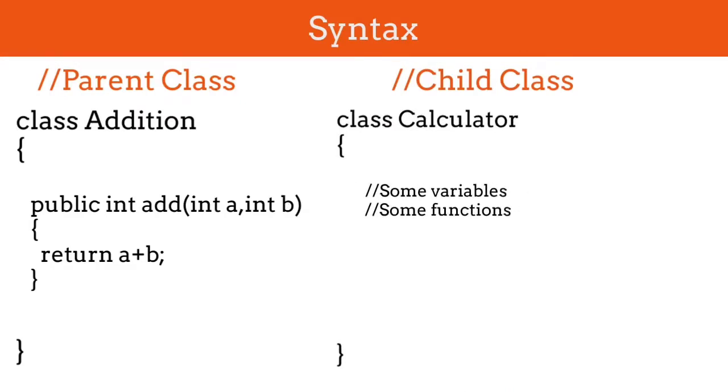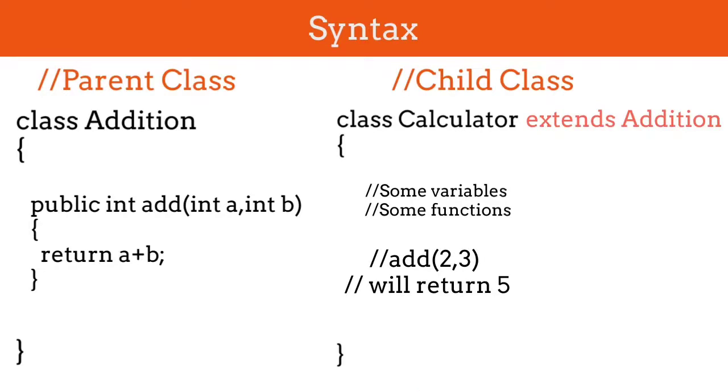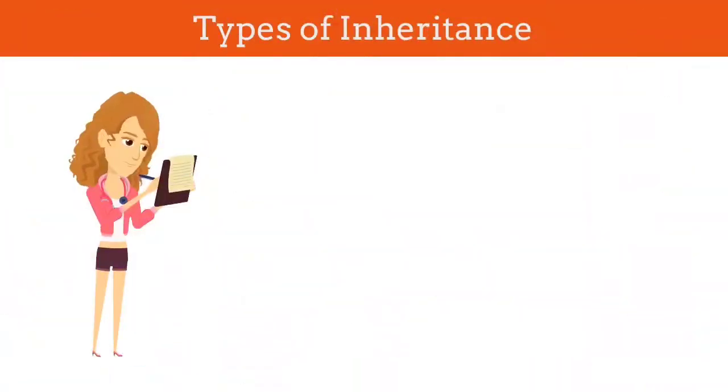So let's inherit the calculator class from the addition class. To achieve this, we have to use the extends keyword, and after the extends keyword, we have to give the name of a parent class. That's all we have to do to implement inheritance. Now you can access the method of the addition class in the calculator class.